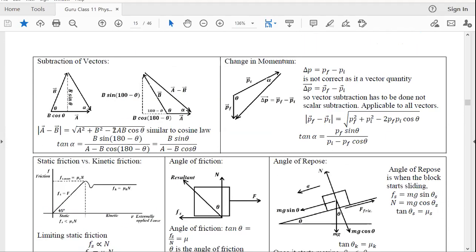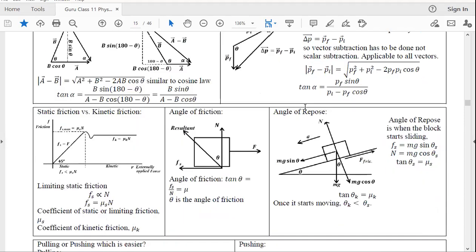So these are all, I have simply applied A and B. I have replaced A and B with PF and PI. That's all. I'm not going to explain this. You can do it yourself.